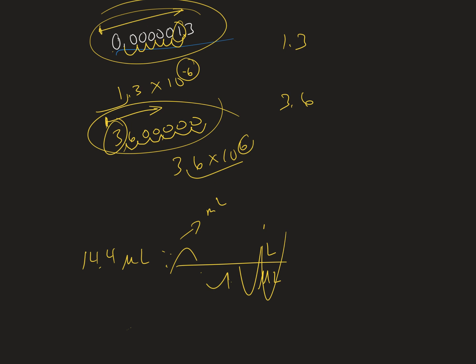So we're going from microliters. It could be grams. It could be liters. It could be meters. Whatever. We're just looking at the first letter, just the micro. Okay. Micro to milli.